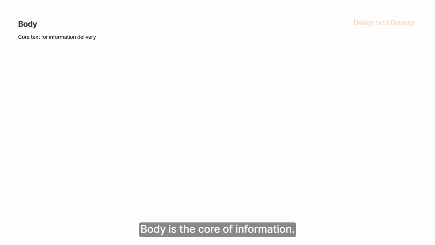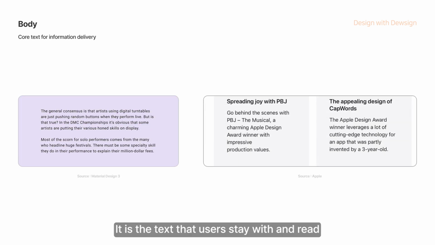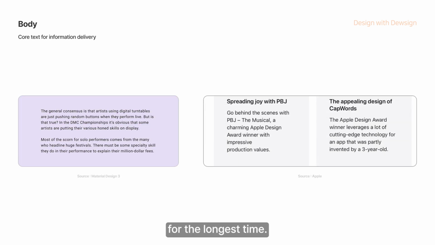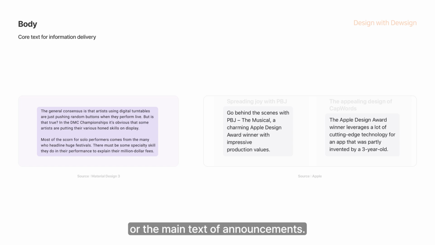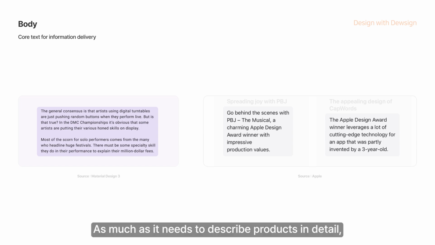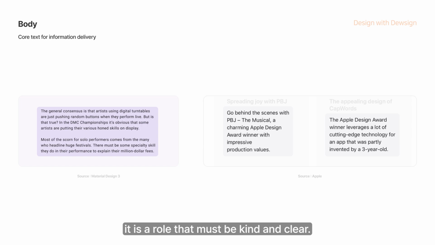Body is the core of information. It is the text that users stay with and read for the longest time. It is used where readability is most important, such as product descriptions or the main text of announcements. As much as it needs to describe products in detail, it is a role that must be kind and clear.